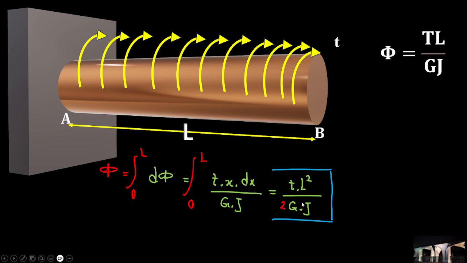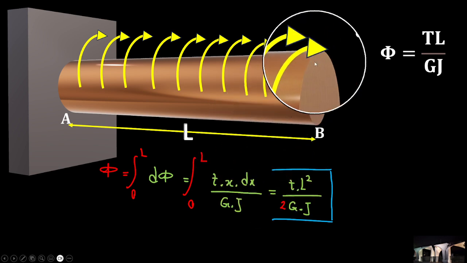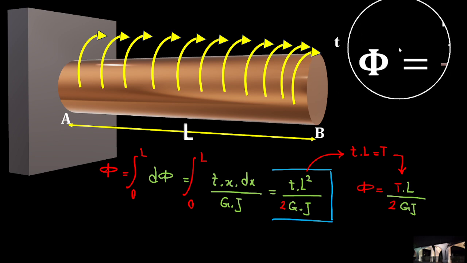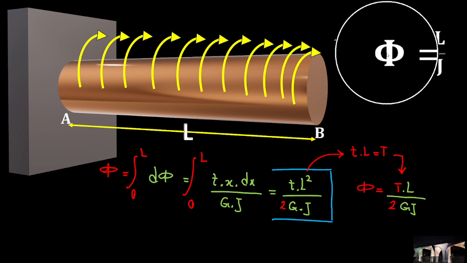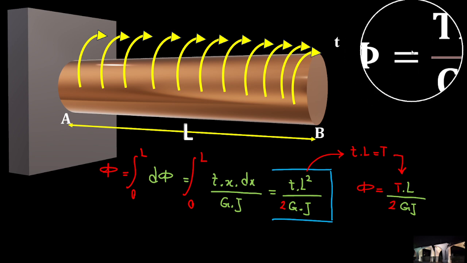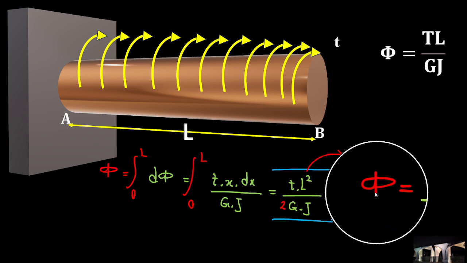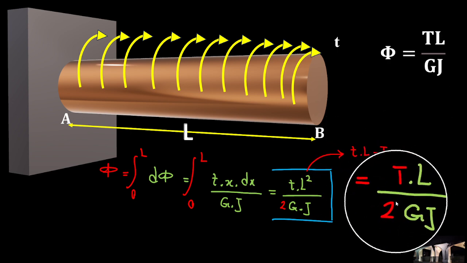If you consider the small t times the entire span, capital T, you can rearrange the equation to TL over 2GJ, which is what we were looking for. So for the previous part, if there is a single torsional torque, the angle of twist is TL over GJ, and for a continuous one, the angle of twist is TL over 2GJ.